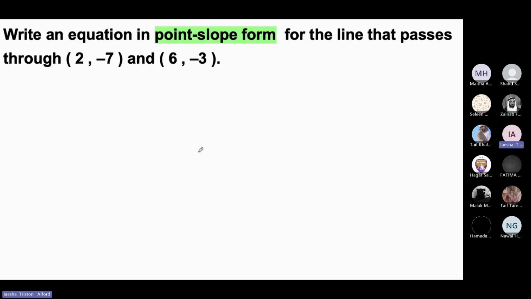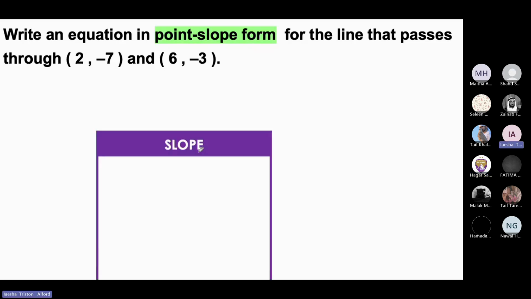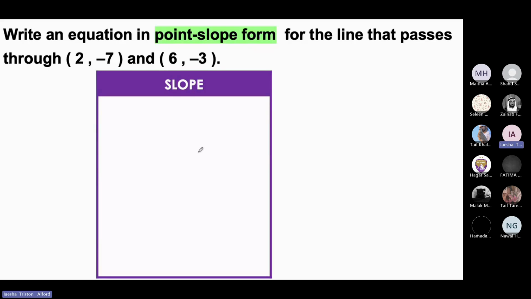For this question, they give you 2 points. Anybody have any idea of what is the first thing we should do? 2 is x1 and negative 7 is y1, and 6 is x2 and negative 3 is y2. Okay, fine. So we're going to do what? Make the slope.